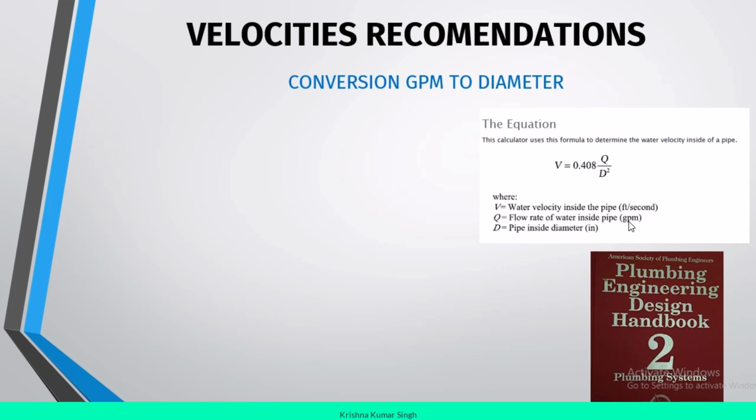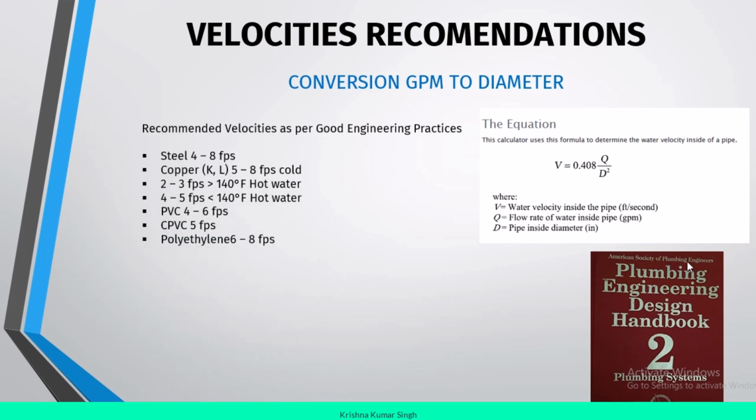Q is the flow rate of water inside the pipe in GPM, but you don't have the value for velocity. The value of velocity you can get from the Plumbing Engineering Design Handbook Volume 2, Plumbing Systems by the American Society of Plumbing Engineers, ASPE. Don't get confused, I will solve it for you, but I'm just giving you an introduction to what value of velocity you can use from this handbook. For steel, 4 to 8 fps; for copper, 8 fps; for cold water, if the temperature is less than 140 degrees Fahrenheit, then 2 to 3 fps; 4 to 5 fps if the temperature of water in copper pipe is greater than 140 degrees Fahrenheit.